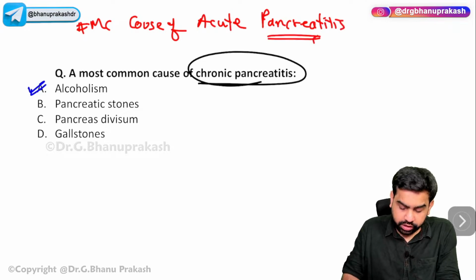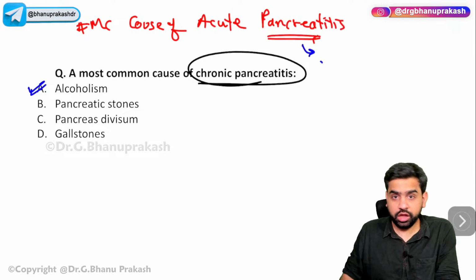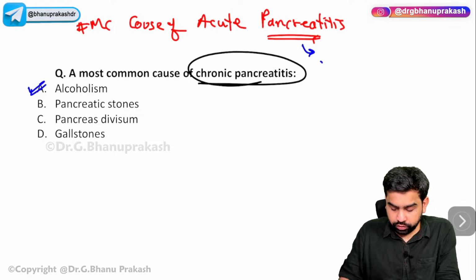Can you please help me with this? What is the most common cause of an acute pancreatitis? The most common cause of acute pancreatitis is a gallstone.